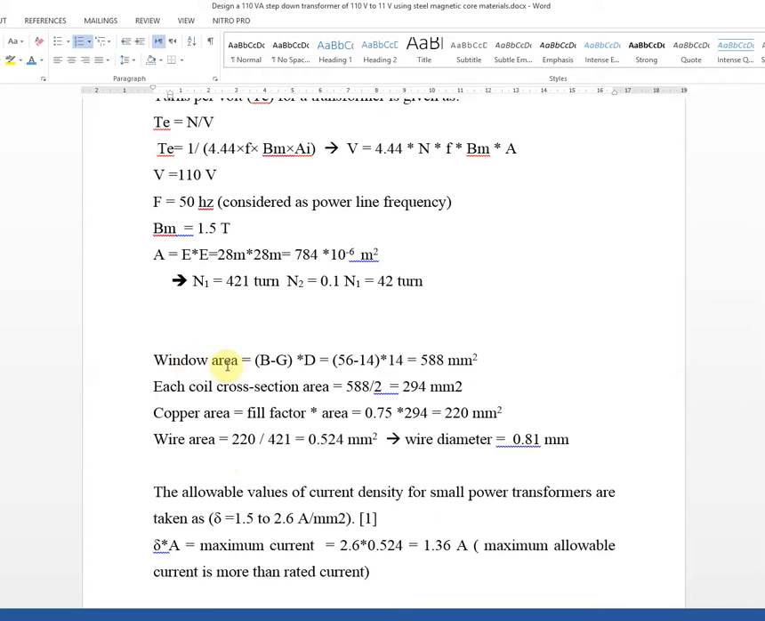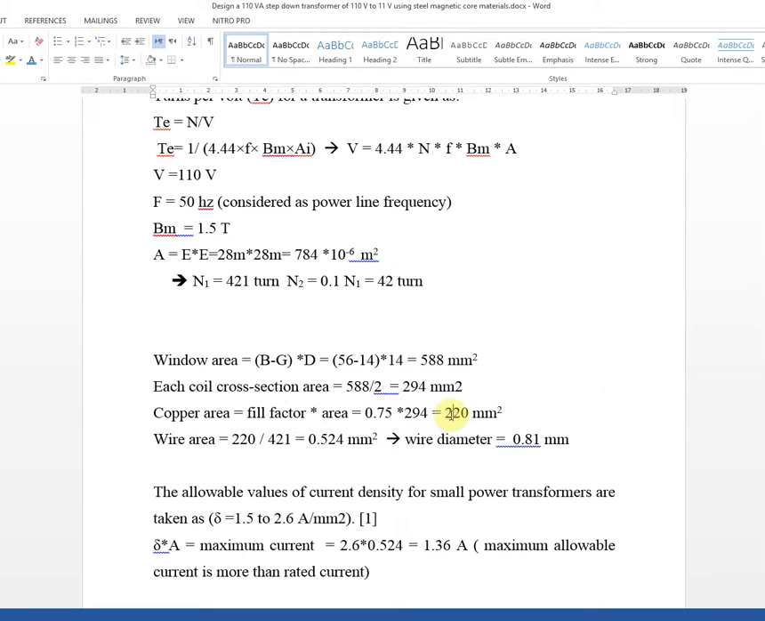We can calculate the window area and check the area of each conductor. Each coil cross-section area will be equal to the window area divided by 2. We can't use all the window area. We have something called the fill factor, the area that we can actually use. So the copper area will be equal to the fill factor times the real area. For a nominal fill factor, I think 0.75 is good. And we have the real area for the coil.